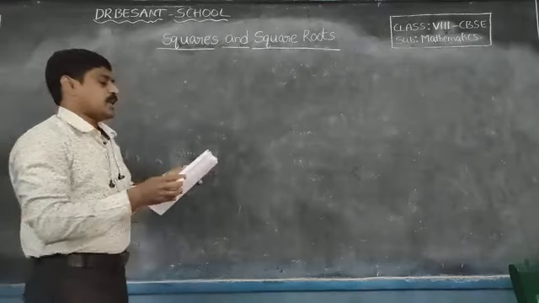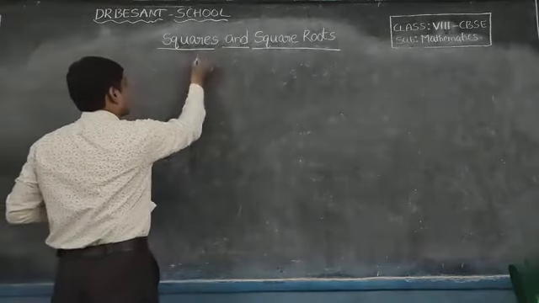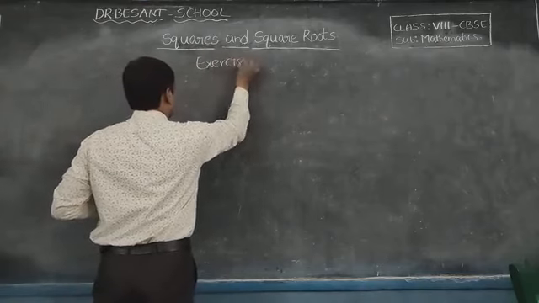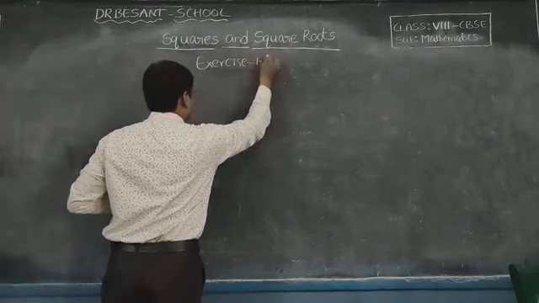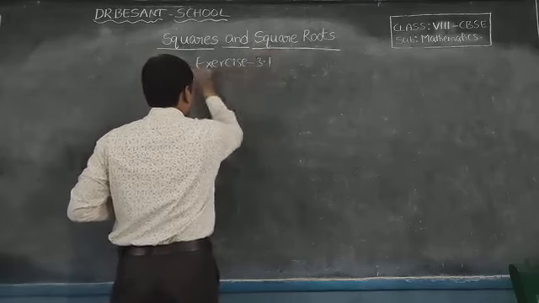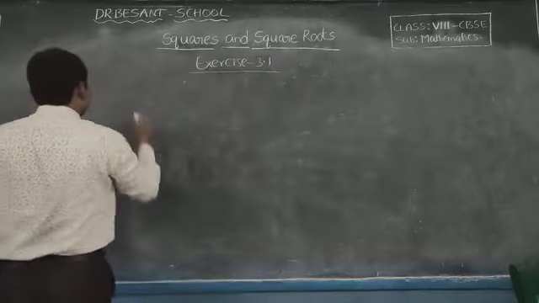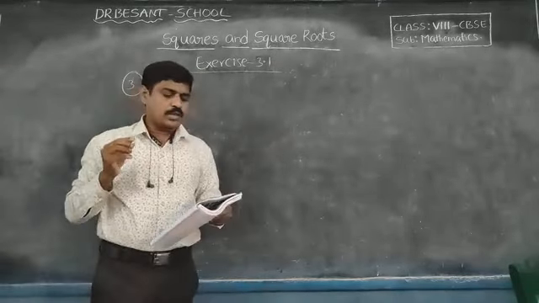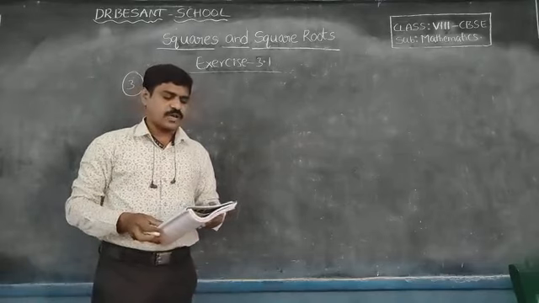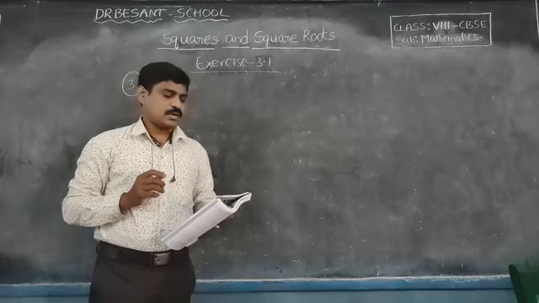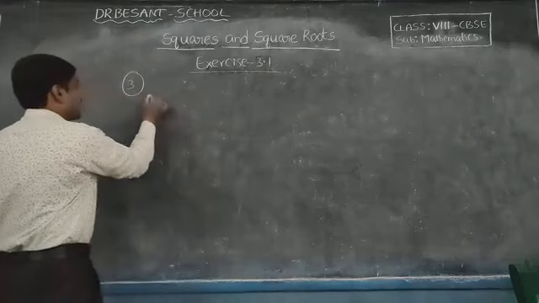You see, exercise 3.1, third Roman. Which among the following are the squares of odd numbers and which are of even numbers? Okay, so 169.